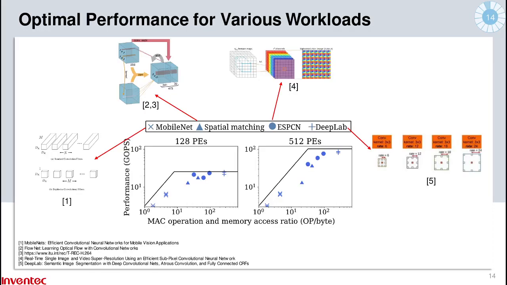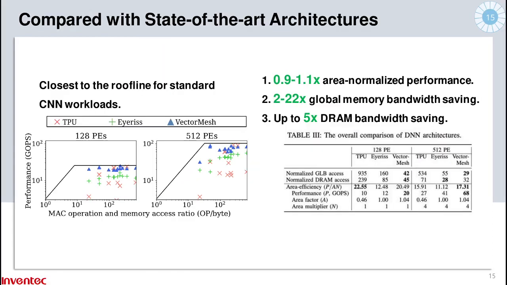We use the roofline model to show the efficiency of our architecture. For MobileNet, FlowNet, ESPCN, or the display, our VectorMesh architecture can reach the upper bound of the roofline. Compare VectorMesh with state-of-the-art architectures. Our architecture is the closest to the roofline for standard CNN workloads.